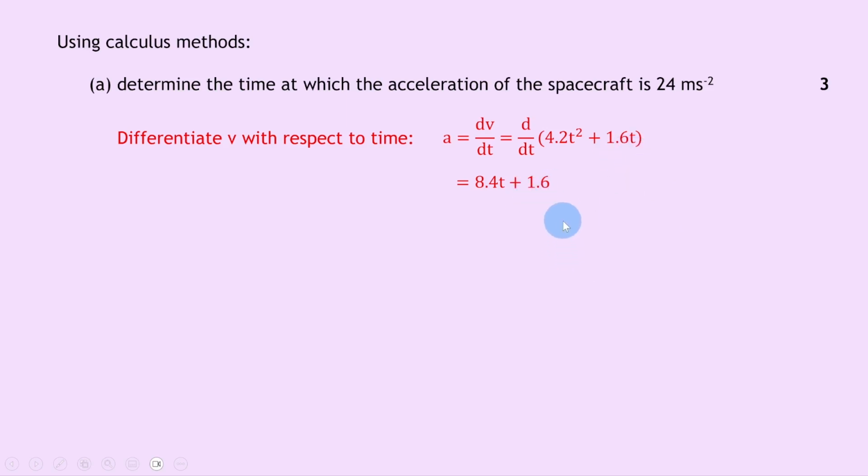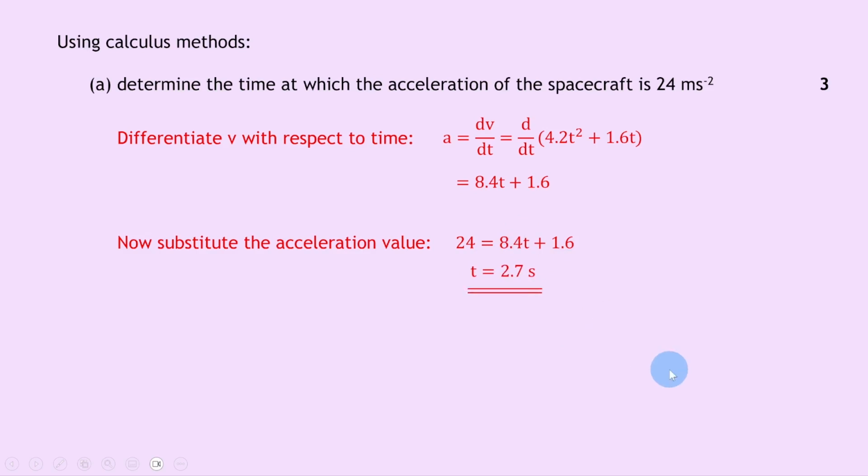And now that we've got an expression for the acceleration, we want to substitute in our acceleration to get our time value. So we now want to substitute the acceleration value, so we have 24 is equal to 8.4t plus 1.6. Taking 1.6 away from both sides and then dividing both sides by 8.4 to get t on its own will give us an answer of t equals 2.7 seconds.